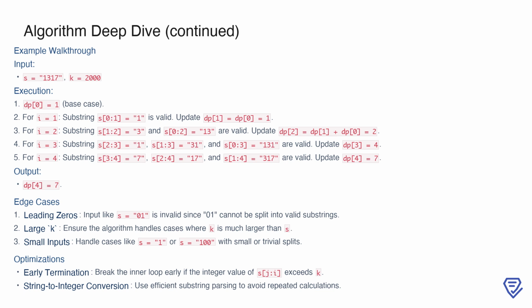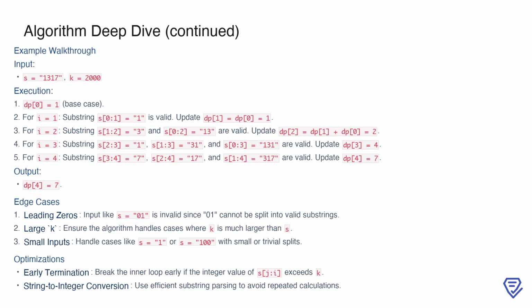For i equals 3, the substrings s[2:3], 1, s[1:3], 31, and s[0:3], 131, are valid, leading to dp[3] equals 4. For i equals 4, the valid substrings are s[3:4], 7, s[2:4], 17, and s[1:4], 317, so dp[4] equals 7. The final result is dp[4] equals 7.